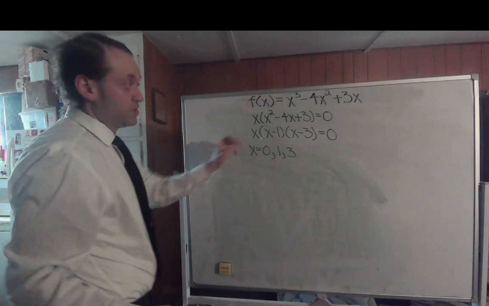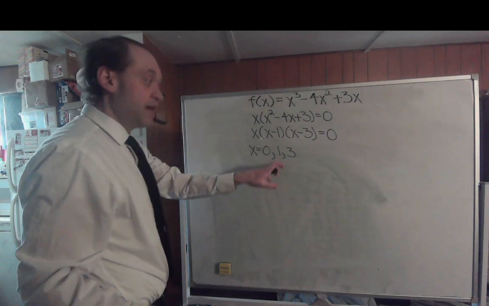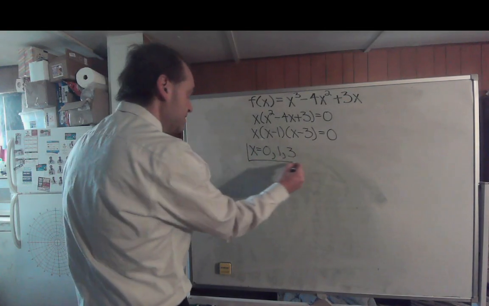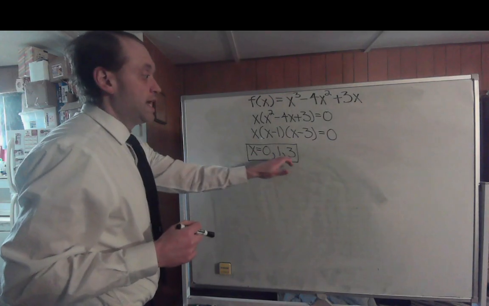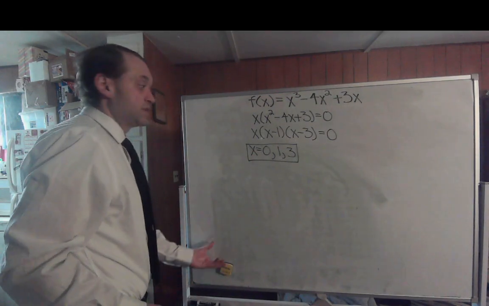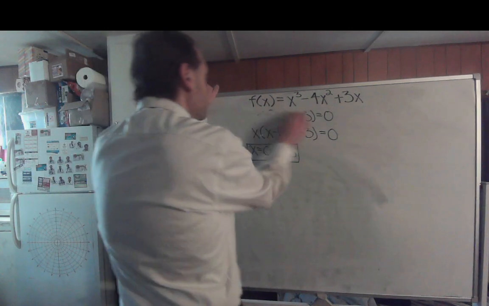And notice the degree of the polynomial is 3. We have 3 solutions here in the complex number system. So x would equal 0, 1, and 3 for your solutions. That one wasn't so bad.